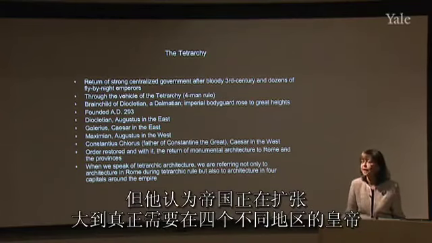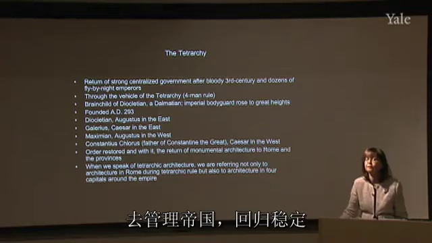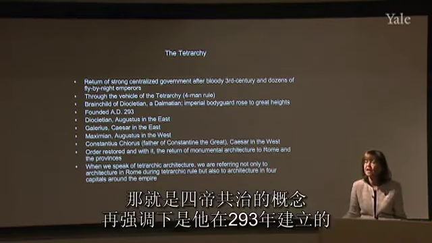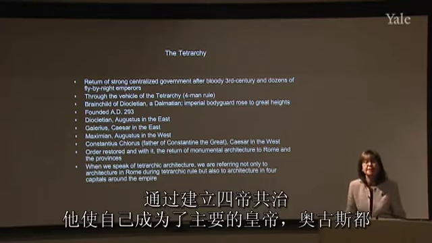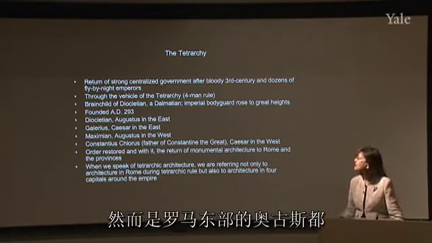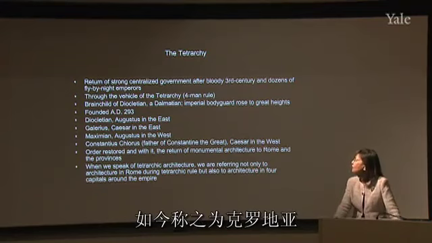But he felt that the empire was sprawling enough that it really needed emperors in 4 different locations to enable the empire to be governed and to enable stability to be returned. And that was the concept of the Tetrarchy, which again he founded in 293. By founding the Tetrarchy, he made himself the main emperor, the Augustus, but the Augustus in the eastern part of the empire, and I'm sure he chose that because of his own roots in Dalmatia, in again what is now Croatia.